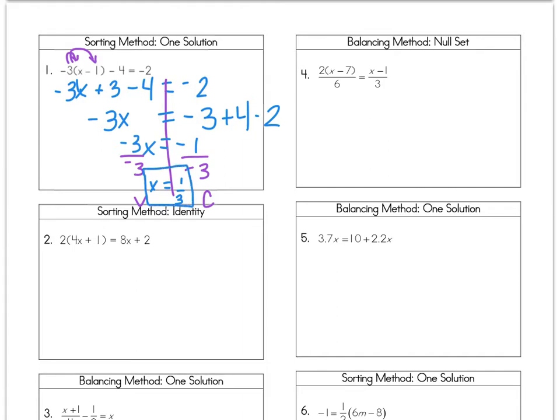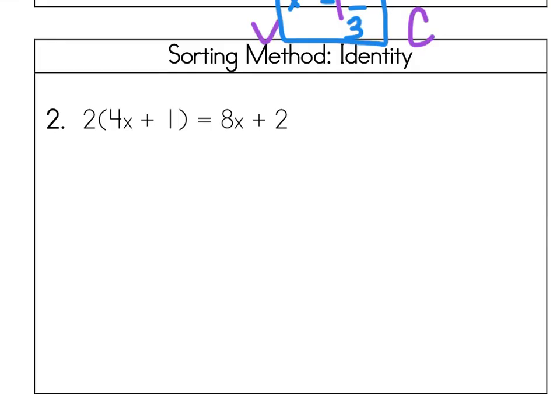Something I would also like to point out is that we found that there was one solution here. So as you can see up top, it says one solution. This is an example for one solution. So moving on, let's notice up top it says that we're going to use the sorting method and that we are going to get the identity. Basically what this means is we should find that there's infinitely many solutions when we're done solving.